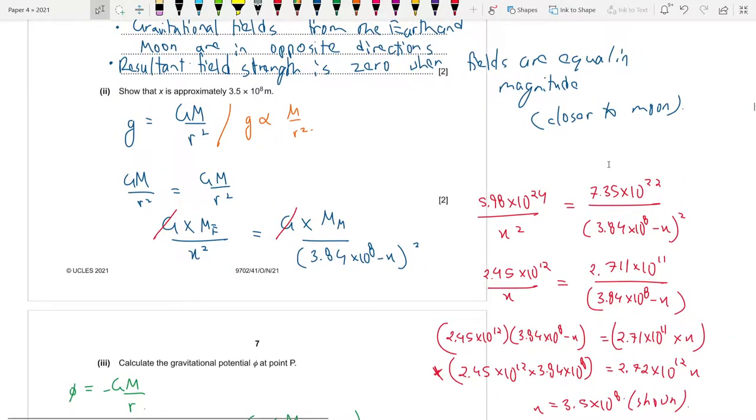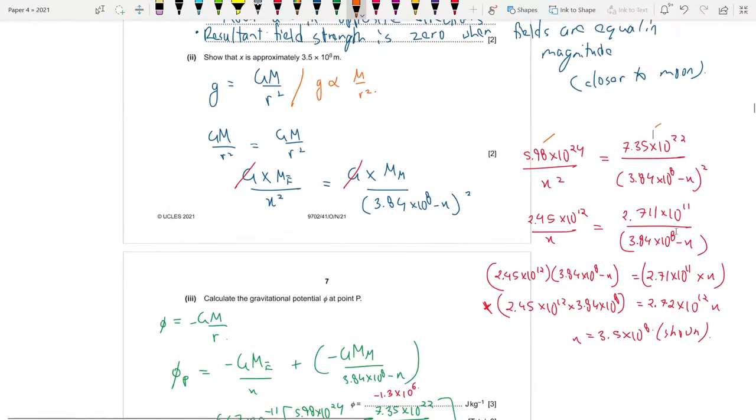The best way to solve these sums, you did this in AS chemistry in those maths with Kp and Kc: if you have x square, it's best to root over both sides. So I input the mass of Earth and Moon over here, then I root over both sides. So I end up with 2.45 into 10 power 12 divided by x is equal to 2.711 into 10 power 11 divided by 3.84 into 10 power 8 minus x.